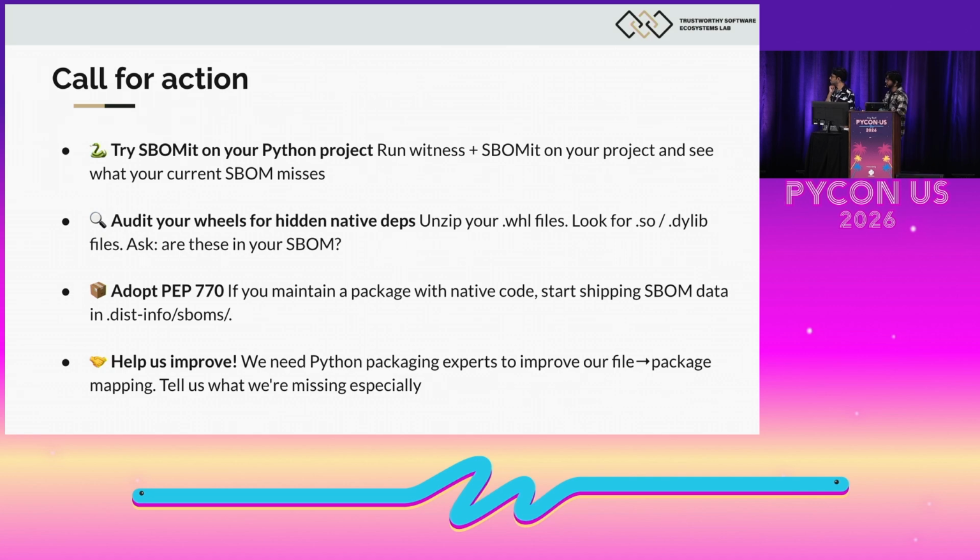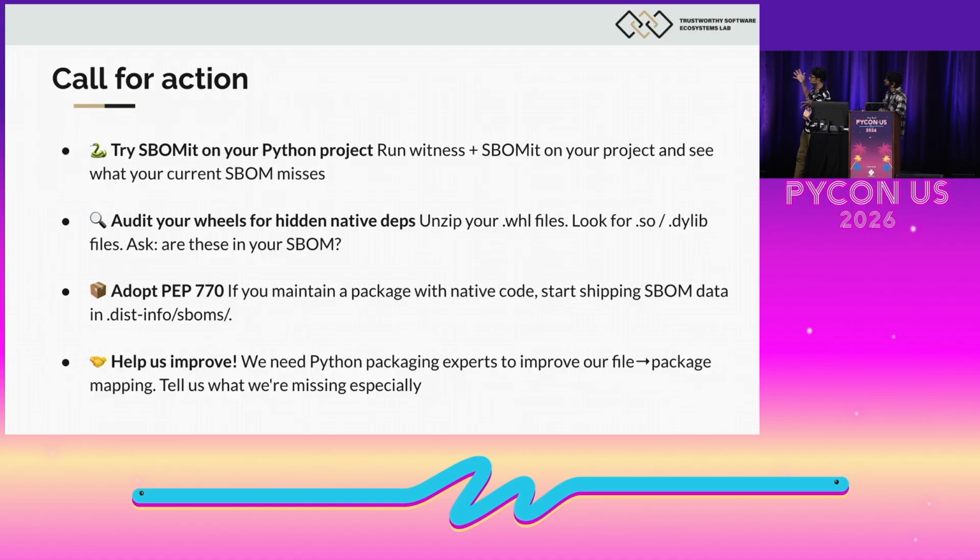So for the call to action, SBOMit and Witness are all open source tools. They're available for you to use right now. We would highly encourage you to try it on your Python projects, especially if they're combining multiple languages, or if they have something funky going on. Run it against SBOMit, see what SCA is missing for you. We would also want you to dig deeper into what you're actually packaging. If you unzip your wheel files, look at what files are there, see if they belong in an SBOM and whether your SBOM tool reported them as being in the SBOM.